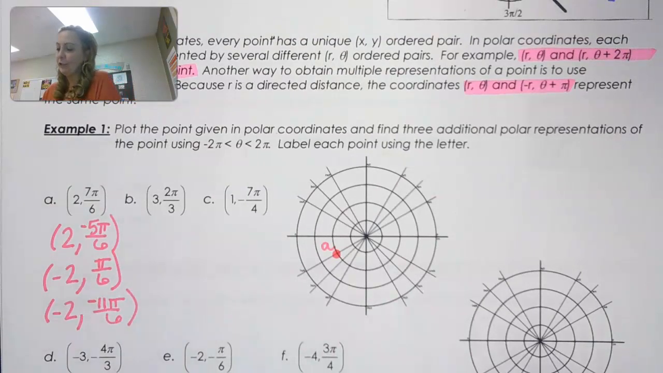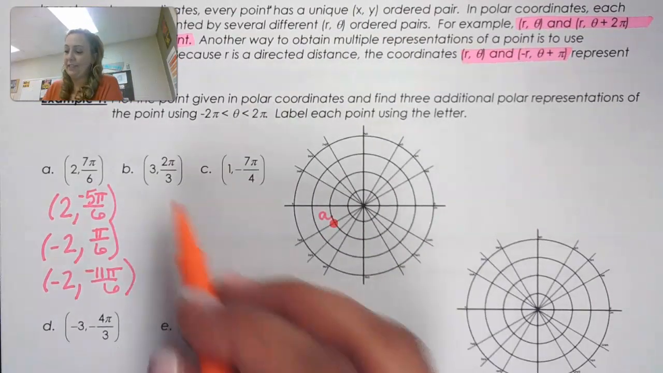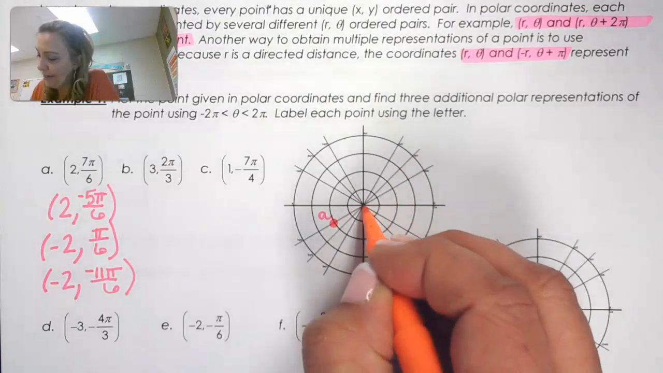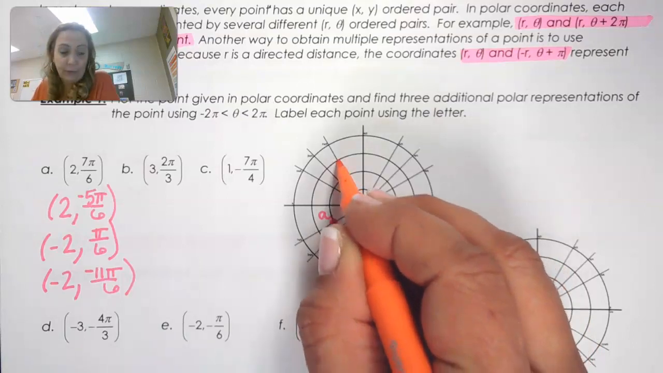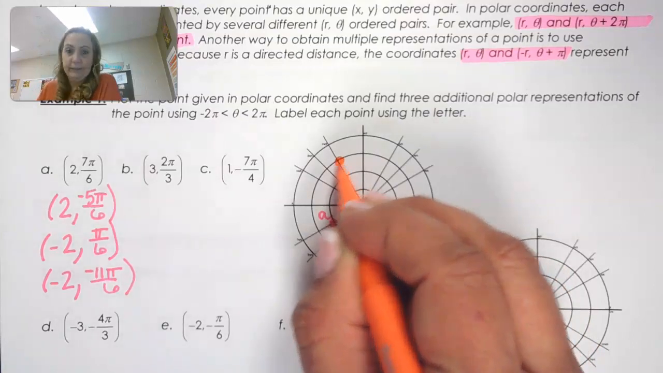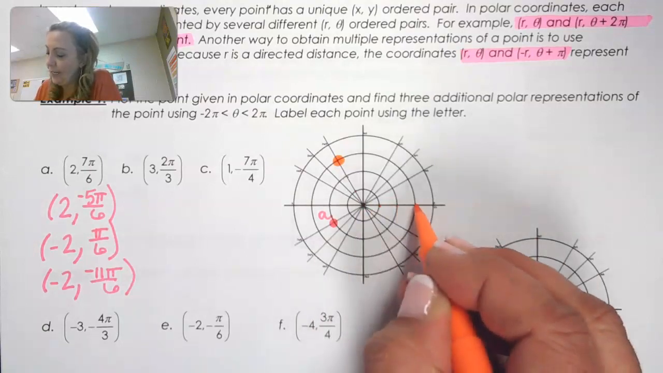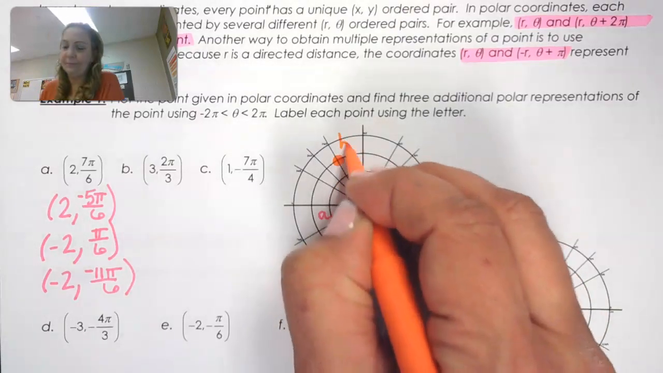Let's do B, (3, 2 pi/3). And what some people like to do is start with the theta. So some people like to say, all right, I'm going to find where 2 pi/3 is, and then I'm going to go out 1, 2, 3. So you could do that. Again, or you could count out 1, 2, 3, and then spin over to where 2 pi/3 would be.